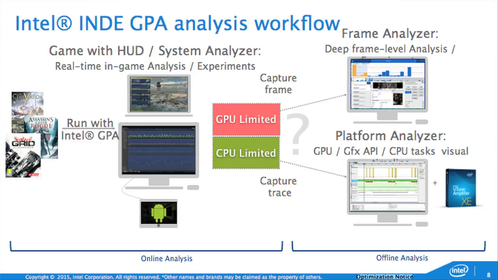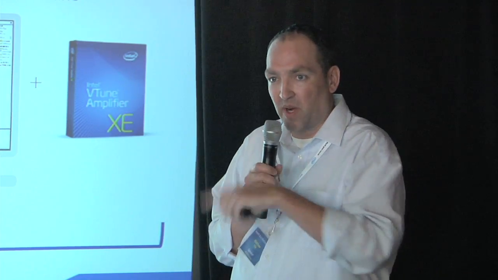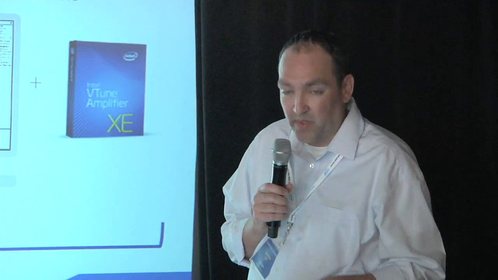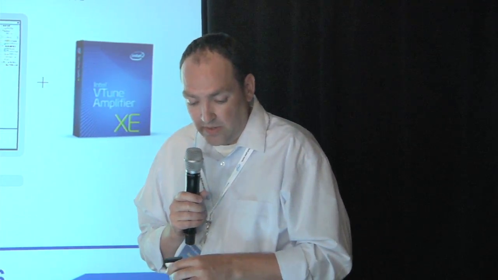At a high level, our first objective is to find out if we're CPU bound or GPU bound. After we discover that, we can start making the right kinds of performance optimizations. After all, you don't want to spend your time optimizing CPU code if your problem's on the GPU, or optimizing your GPU code if your problem's on the CPU.